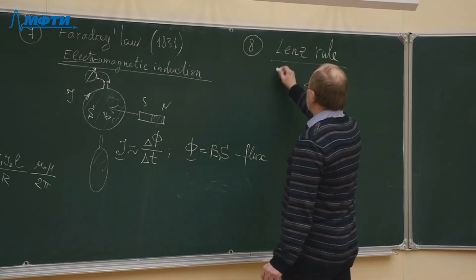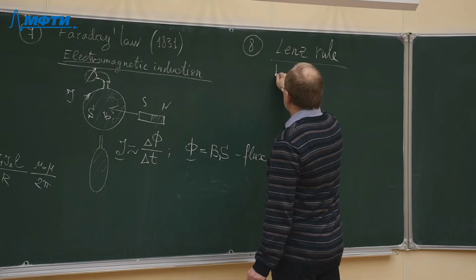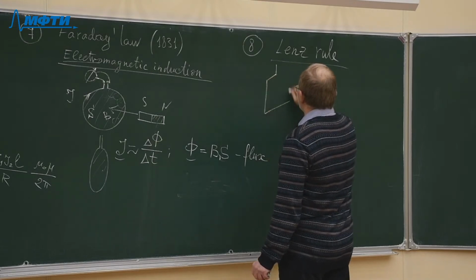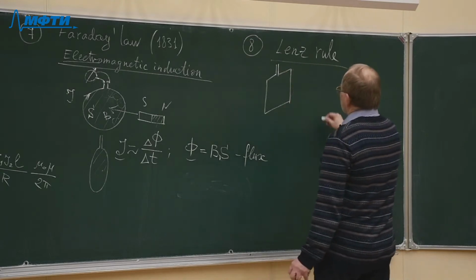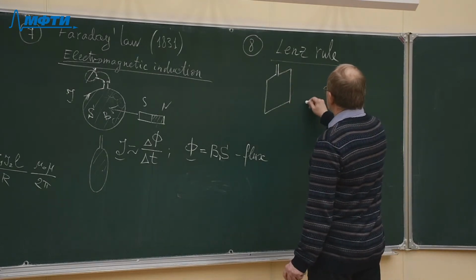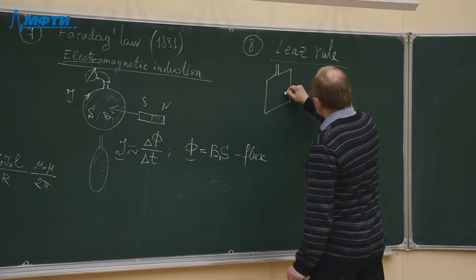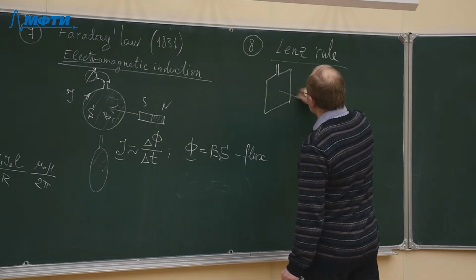So, for example, we have a current loop, and the external magnetic field, which is perpendicular to this loop.